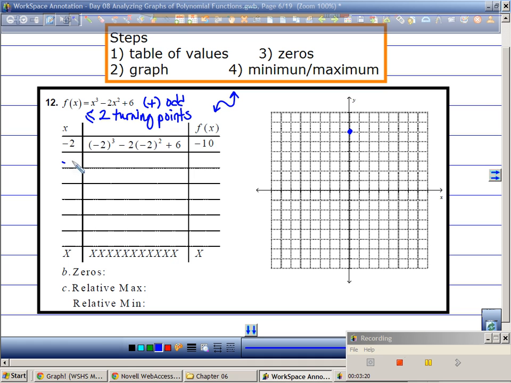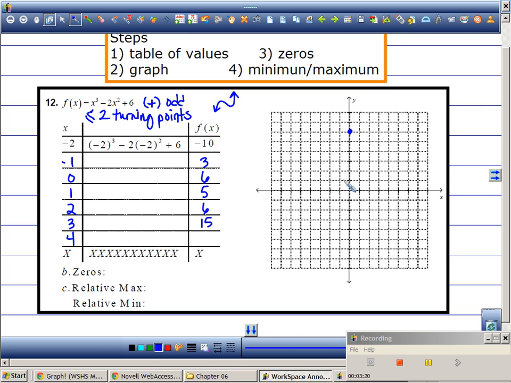So I've got negative 2. My next points would be negative 1, 0, 1, 2, 3, 4. I'm not even going to have to go to 4, and I'm going to show you why. 3, 6, 5, 6. I did these ahead of time for you guys. I figured, do I really need to teach you how to do that? Why do I not need 4? Because you can't even go to 15, and if this is the end behavior, it's probably going to be shooting up anyway, right? So we really don't need 4.